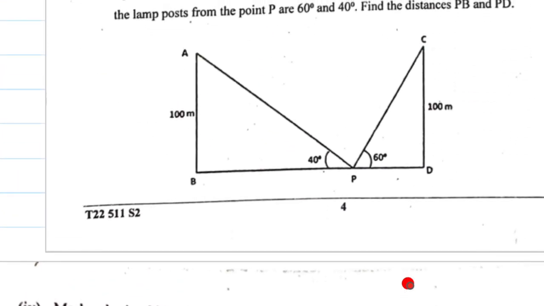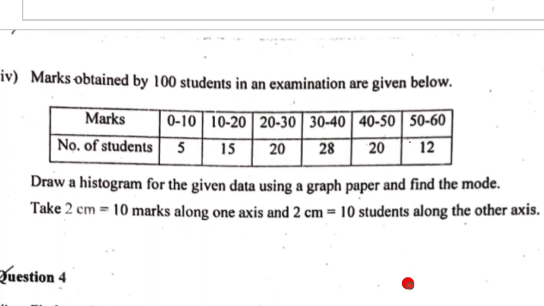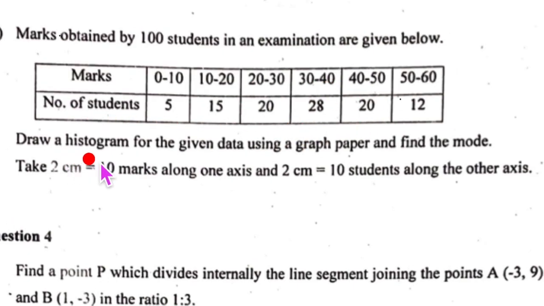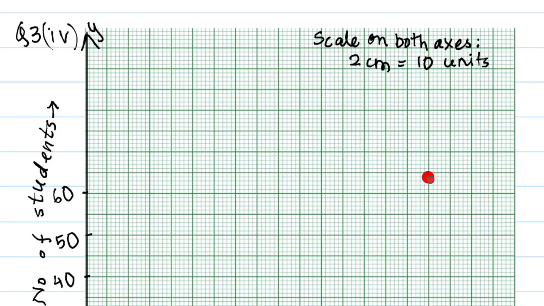Let us come to the fourth part. Question 3, fourth part. Let's look at our question. Here, this is our question. Marks obtained by 100 students in an examination and the class intervals are given for the marks and the number of students are given. Draw the histogram for the given data using a graph paper and find the mode. Take 2 cm equal to 10 marks along one axis and 2 cm equal to 10 students along the other axis. So let us see the graph, how we have drawn it. So here is the graph.